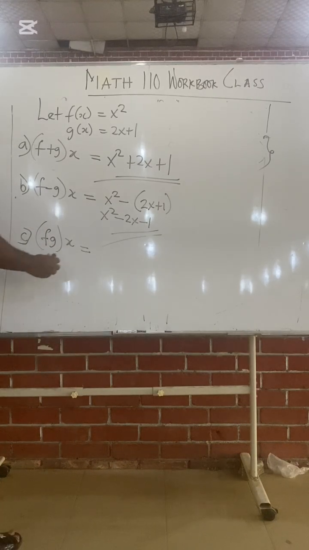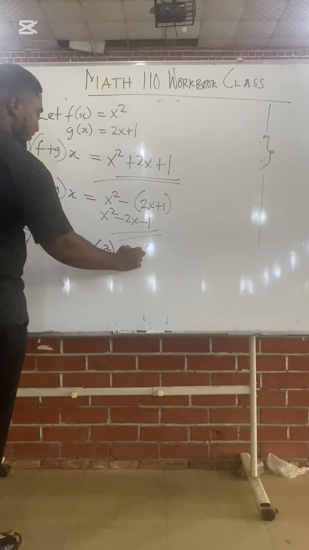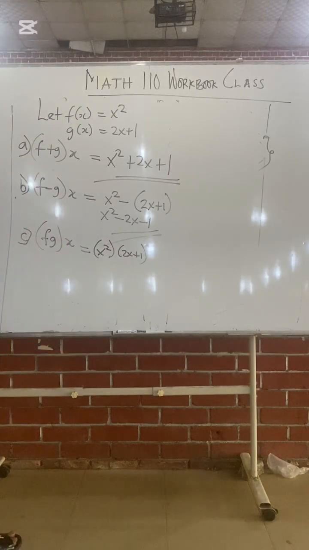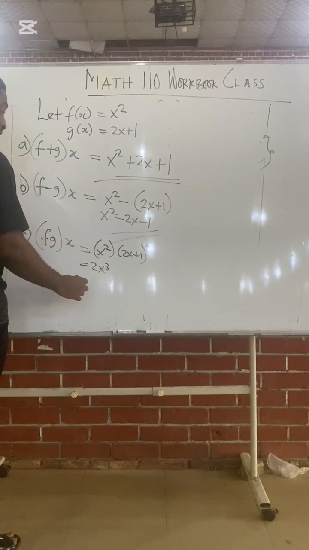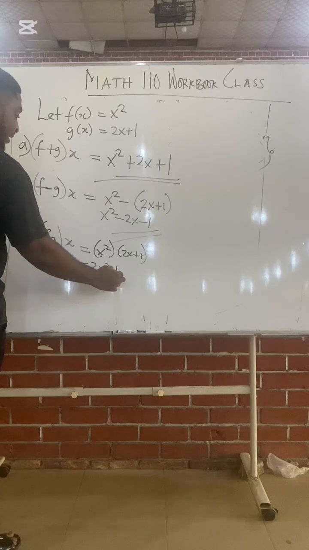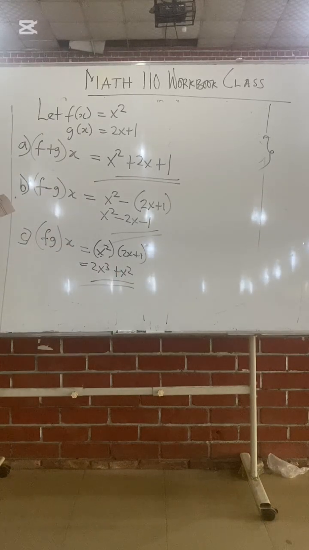Multiply the two functions, so you have x squared times 2x plus 1. x squared times 2x is 2x raised to power 3, right? x squared times 1 is x squared. f g of x is 2x raised to power 3 plus x squared. D is quotient.